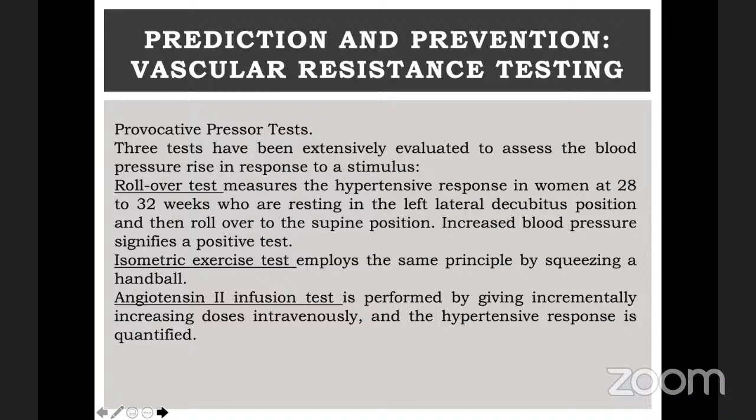Next is the isometric exercise test, which employs the same principle by squeezing a handball. Next is the angiotensin II infusion test, which is performed by giving incrementally increased doses intravenously, and the hypertensive response is quantified.